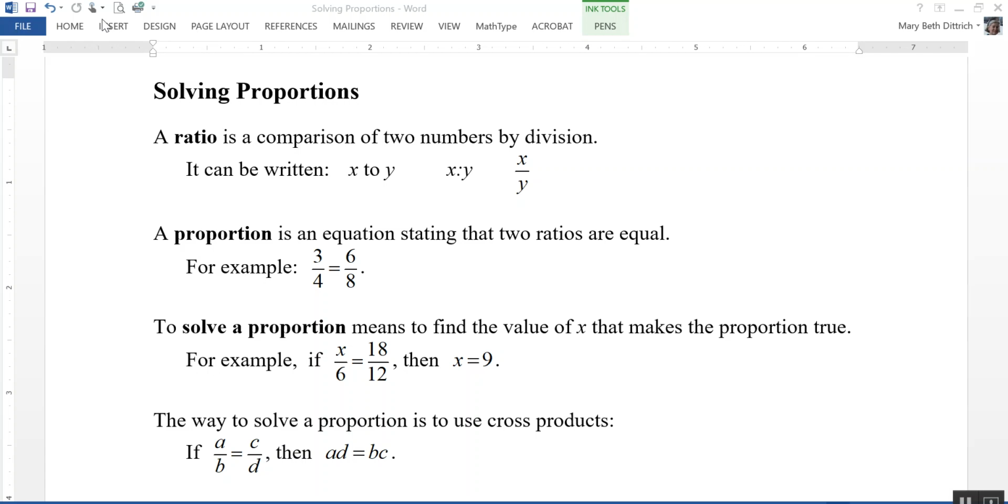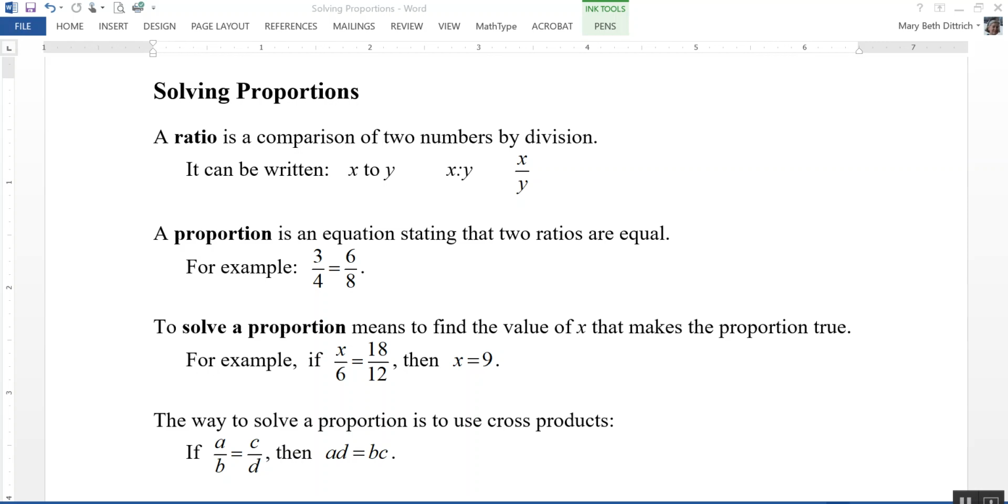This video is on solving proportions. A ratio is a comparison of two numbers by division. It can be written as x to y, with the word "to" in there, or x with a colon, y, which is also read x to y, or x over y.